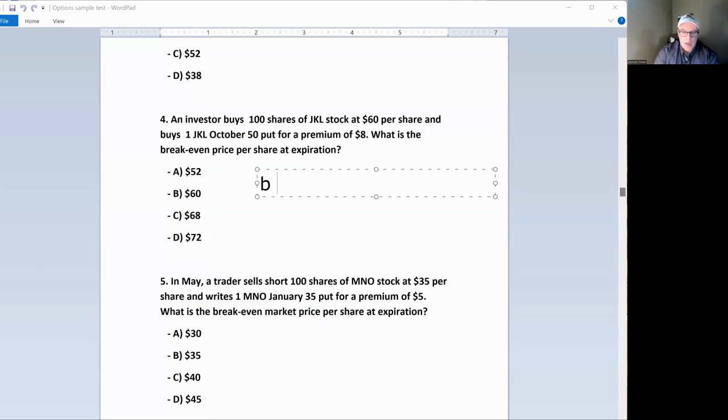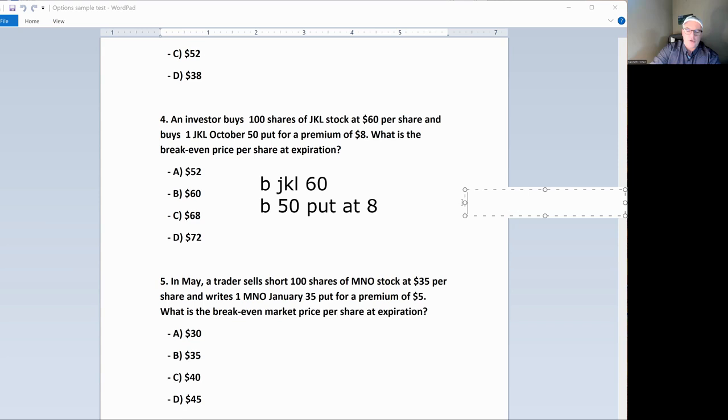Buy JKL at 60. Buy a 50 put at 8. Okay. So they're the same. 2 buys, I add. 68, not brain surgery. 68 is my break even. Follow along, people.